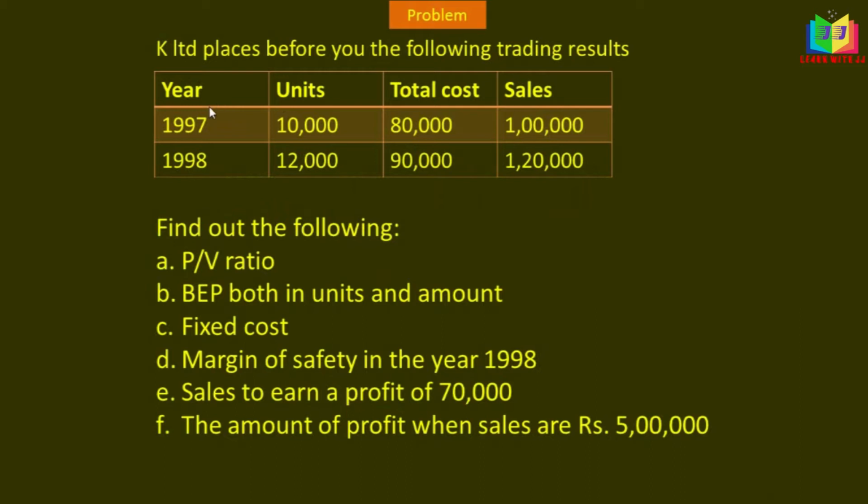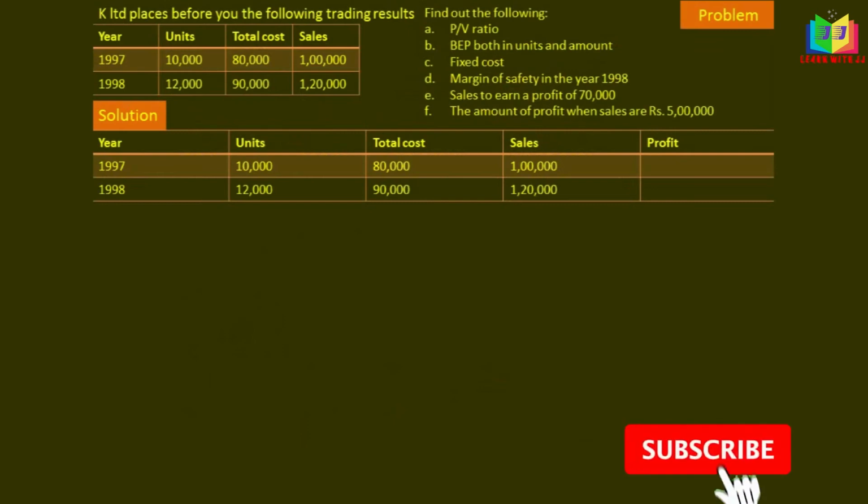The details regarding 2 years were given: units, total cost and sales for the 1997 and 1998 period. And they asked us to prepare the following: the PV ratio, break-even point both in units and amount, fixed cost, margin of safety in the year 1998, sales to earn a profit of 70,000, and the amount of profit when sales are rupees 5 lakh. These many questions we have to answer using this information. We'll see how to work out this problem.